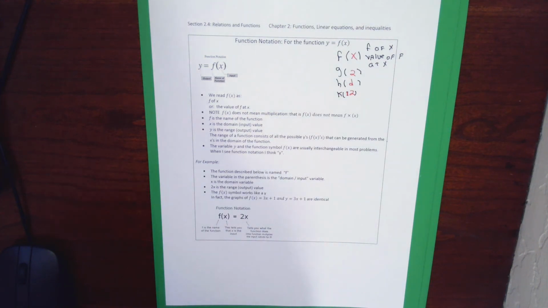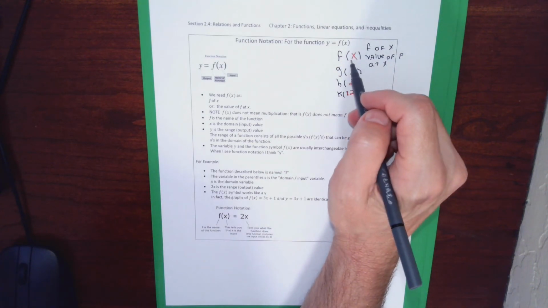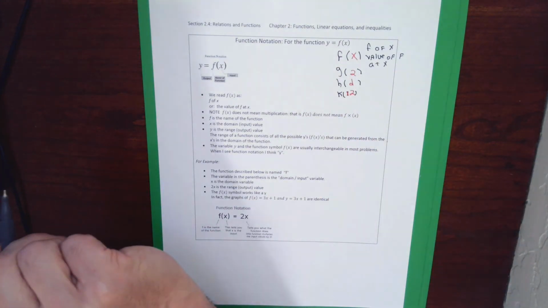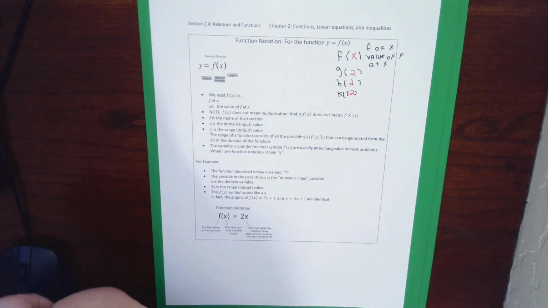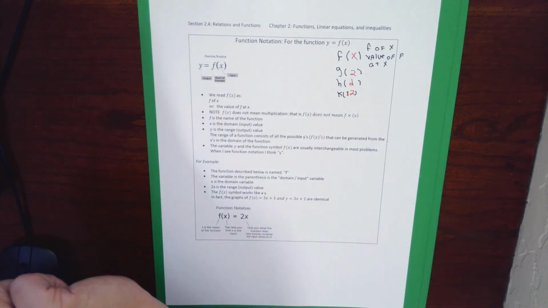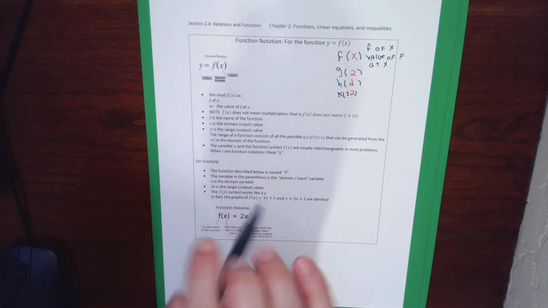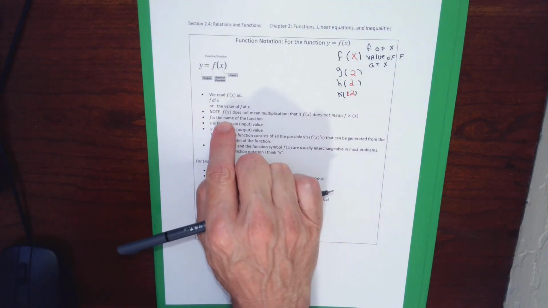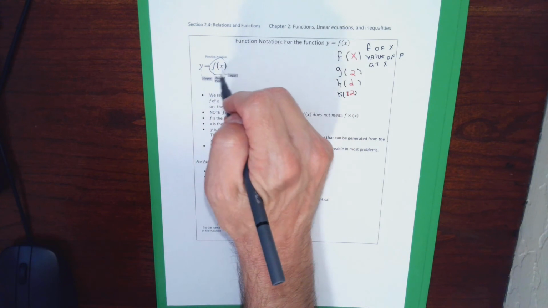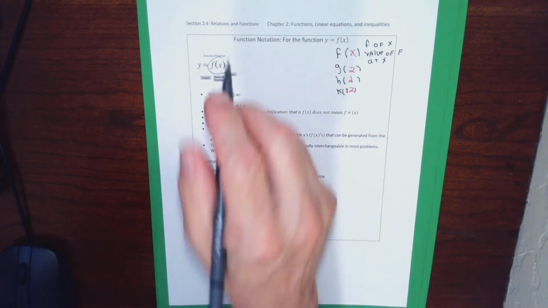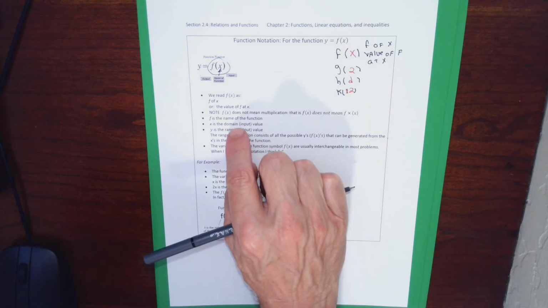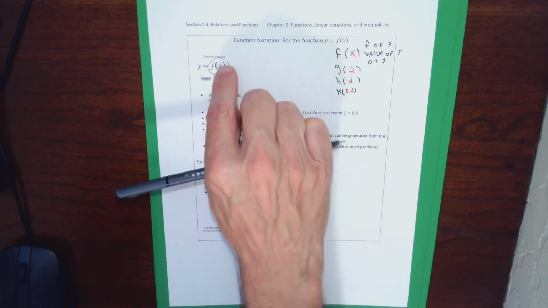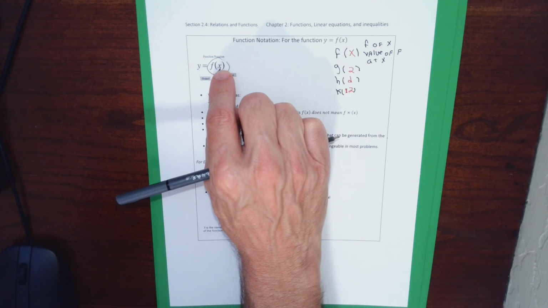So it is like a dual meaning in some sense. In the world of not functions, that would be multiplication. But we're in the world of functions. This does not mean multiplication. I made some little bullet points to remember what to say. So this function right here, its name is f. The letter in the parentheses is the domain value. It's the number we're going to put in. We're going to put in a number from x.